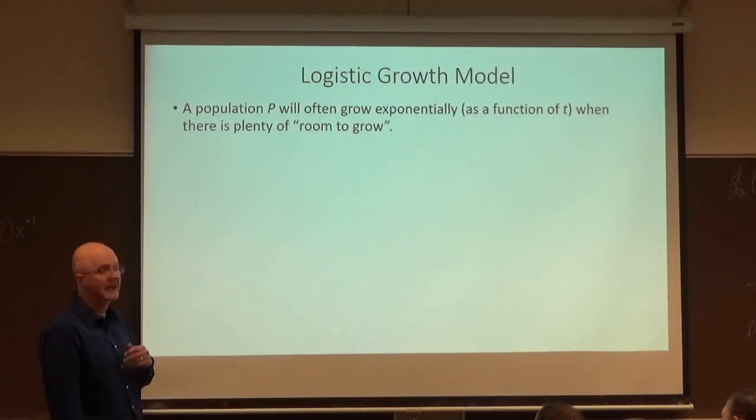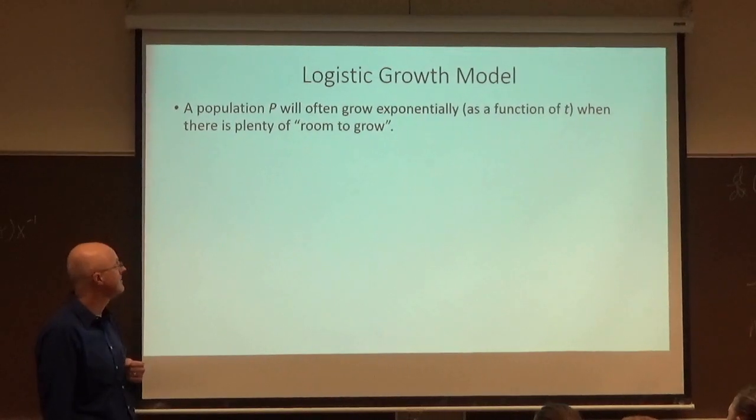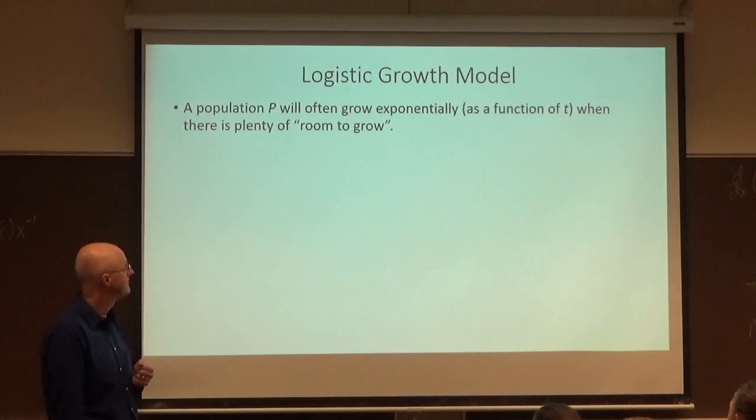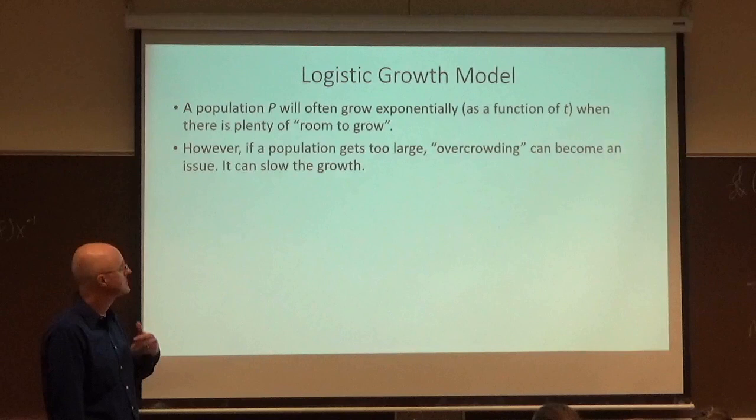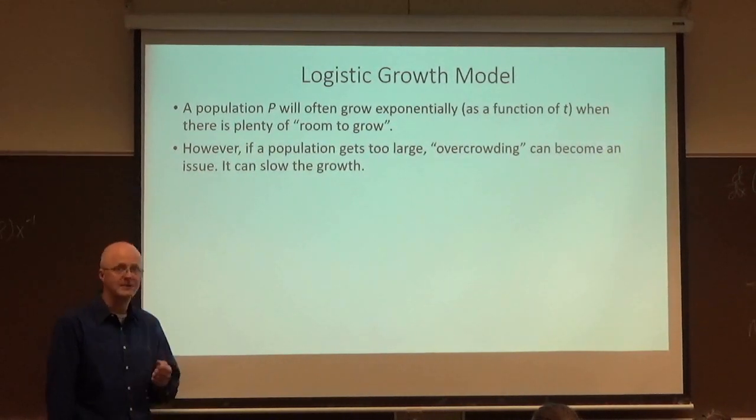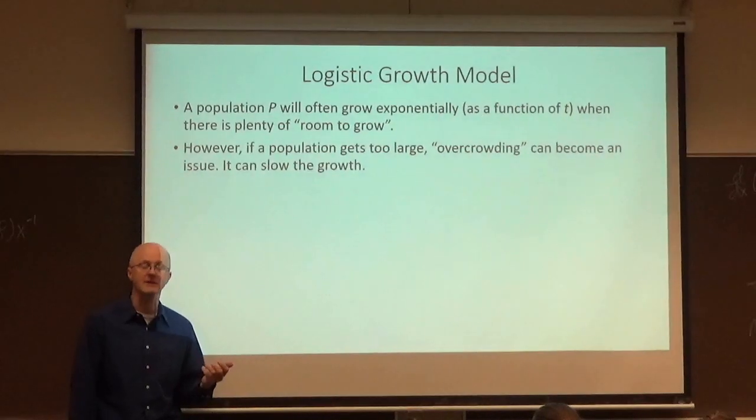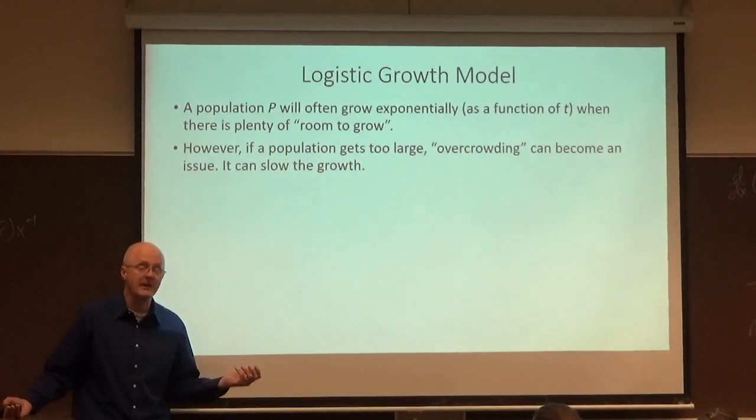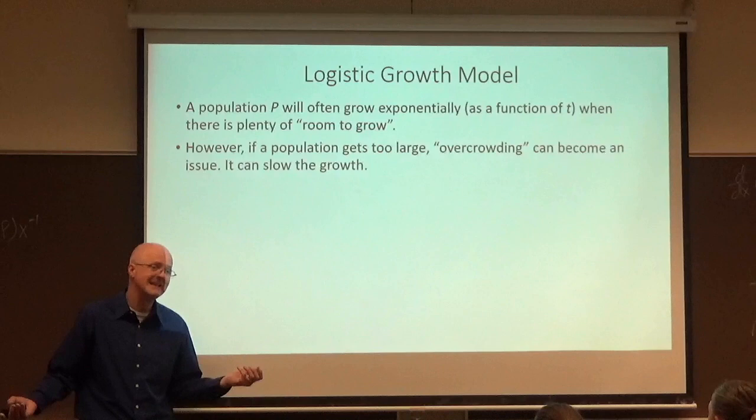The population P, again, will often grow exponentially when it's small, when there's plenty of room to grow. If it gets too large, overcrowding can become an issue, so it can slow the growth. Maybe there's some carrying capacity to the environment. That doesn't mean it's easy to figure out what the carrying capacity is.